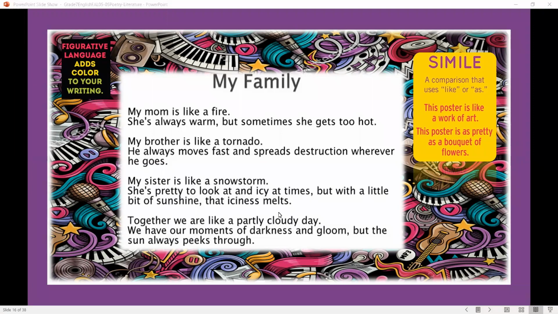So a simile is when you use like and as to compare things. Now, this poem doesn't really have any rhyming words, but that doesn't matter. It can still be a poem. Simile makes it a lot more interesting and adds color to it.